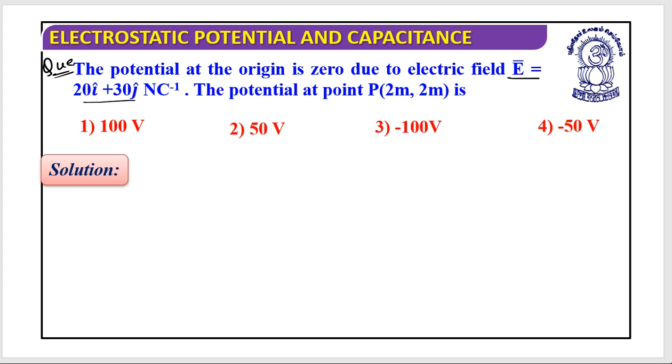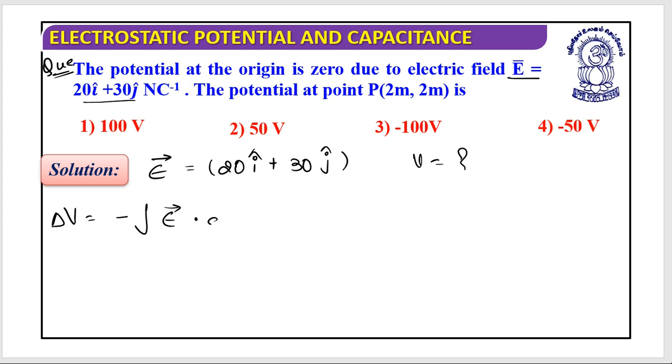So what all they have given? It's an electric field that has been given, 20i plus 30j. What we require is the potential. How can we do this? Yes, delta V is equal to minus of E dot dr. Now, what is dr? As I know, dr would always be equal to dx i cap plus dy j cap.